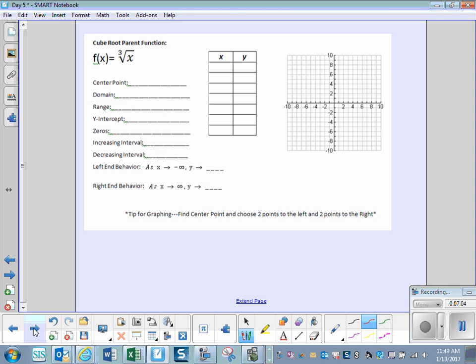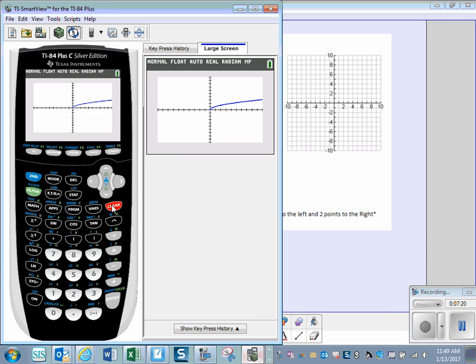Next one. The cube root. The simplest cube root function is the cube root of x. No coefficients, no transformations, just cube root of x. Okay, so let's enter it in the graph calculator and see what happens.